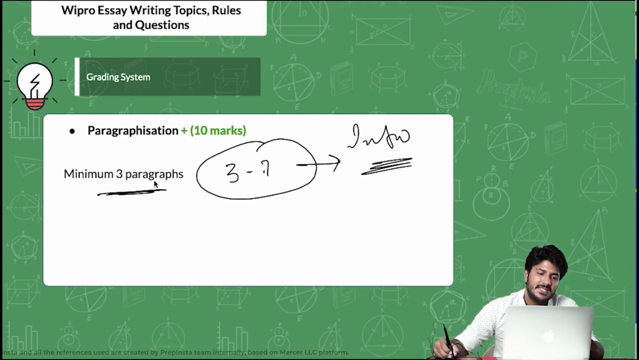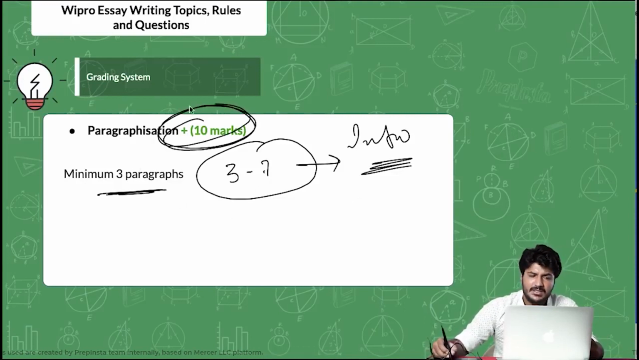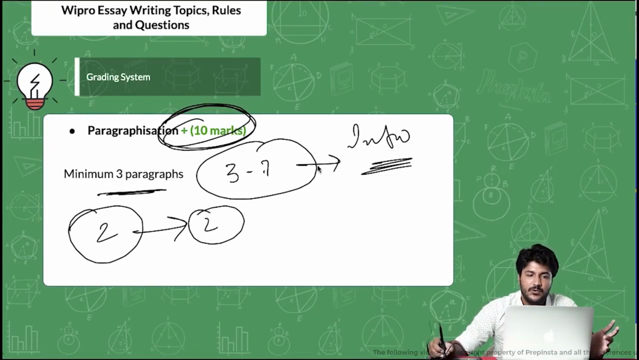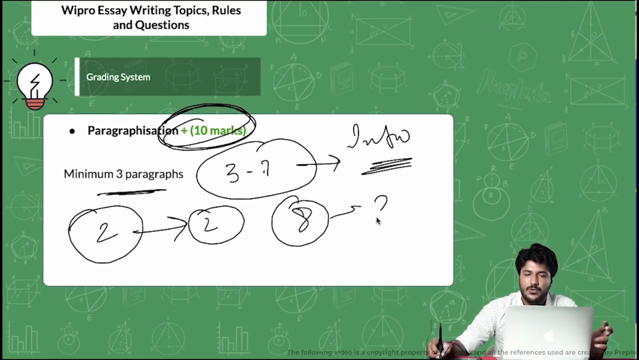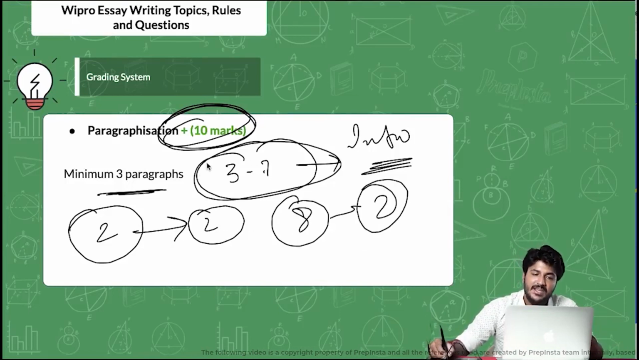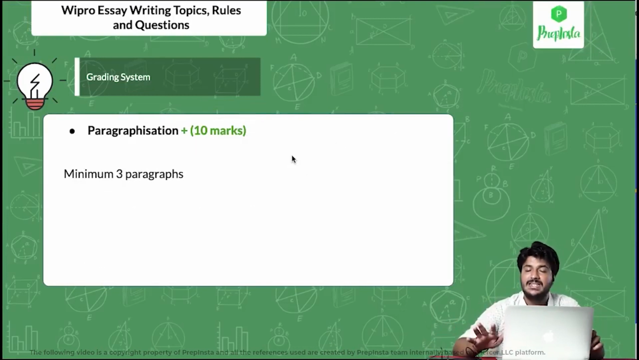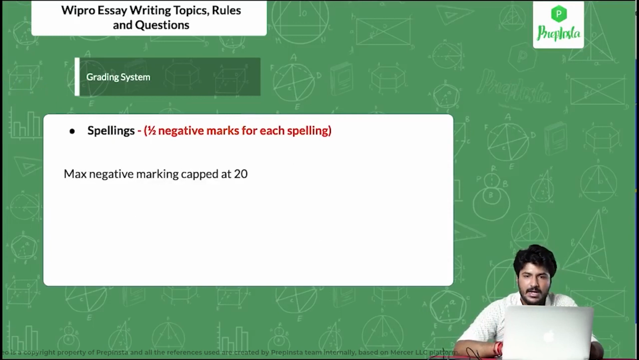Maximum 10 marks is given. For example, if you write only 2 paragraphs, we do not know about the penalty here, but probably let's say 2 marks are cut. If you write more than 8 paragraphs, then again, two marks are cut. So anywhere between 3 to 7 paragraphs is perfectly fine, but not less than that, not more than that. And then obviously the next basic thing is spellings.